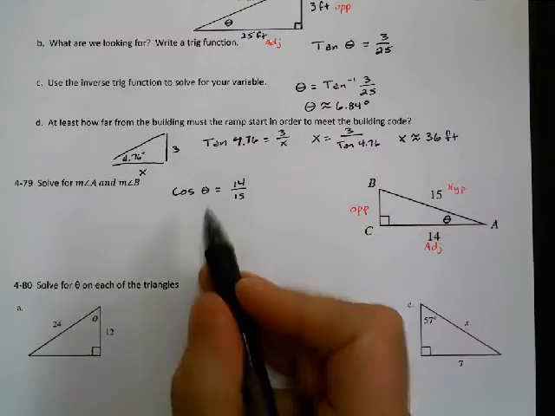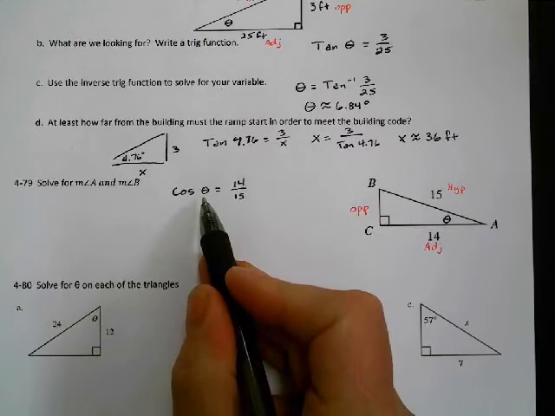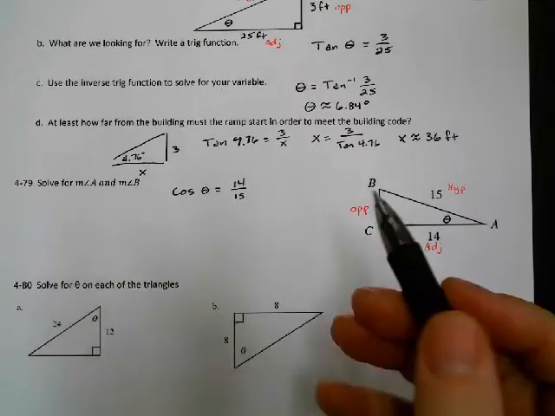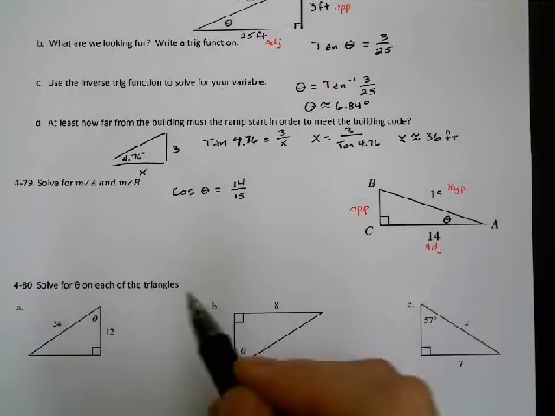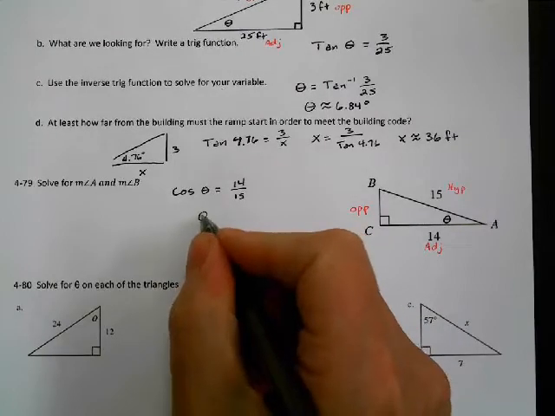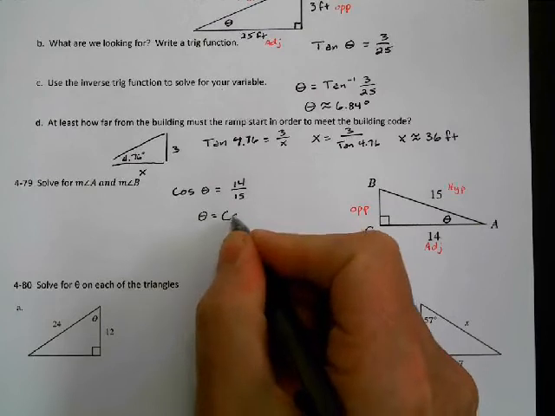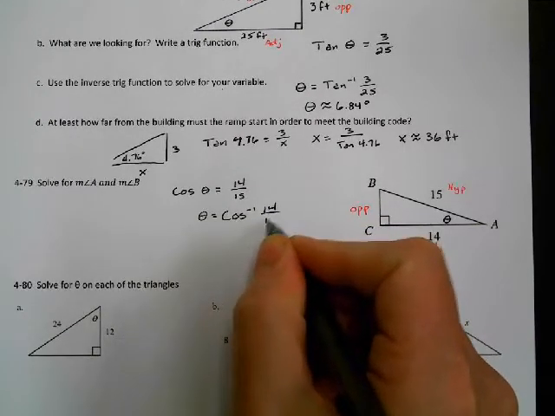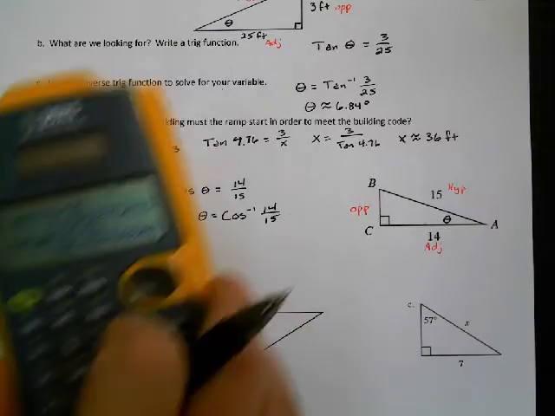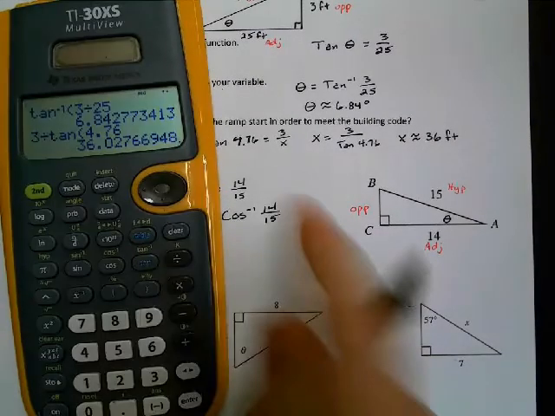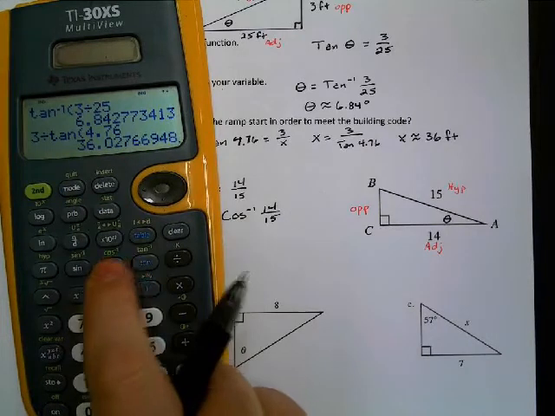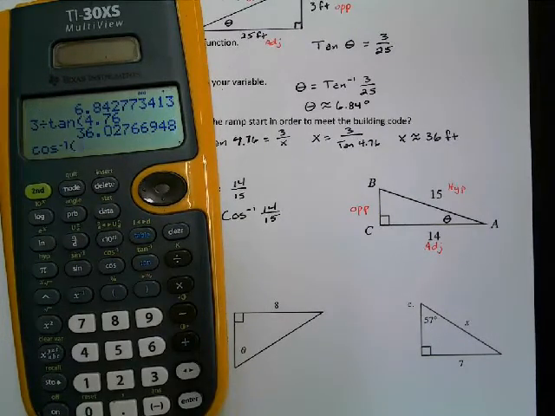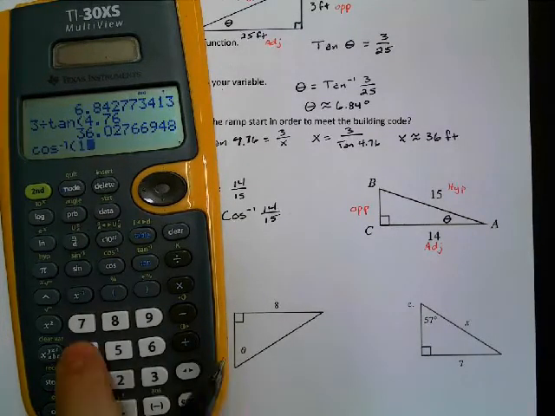So if I want to find the angle, I use the inverse. Cosine is for sides, inverse cosine is for angles. So I would do theta is equal to the inverse cosine of 14 over 15. And that's what I'm going to plug into my calculator. So second cosine, so inverse cosine, of 14 divided by 15.